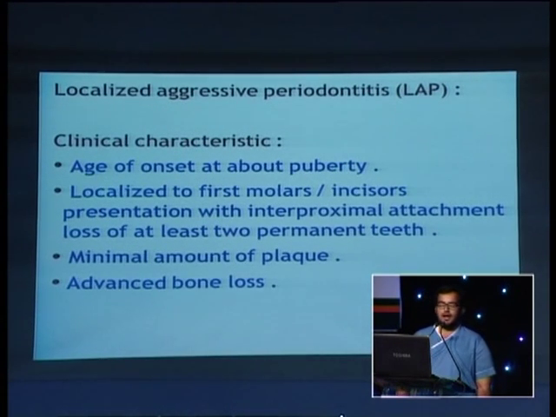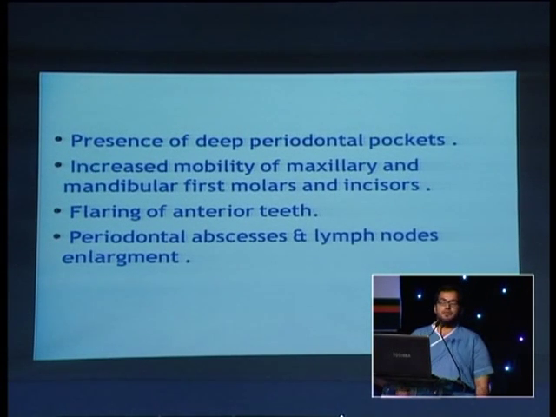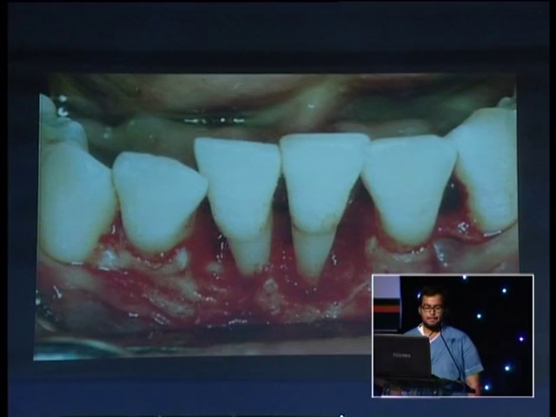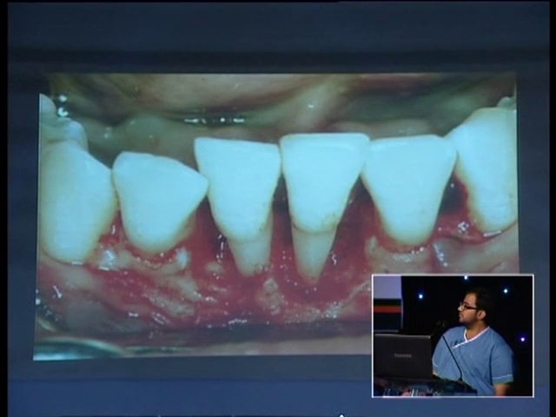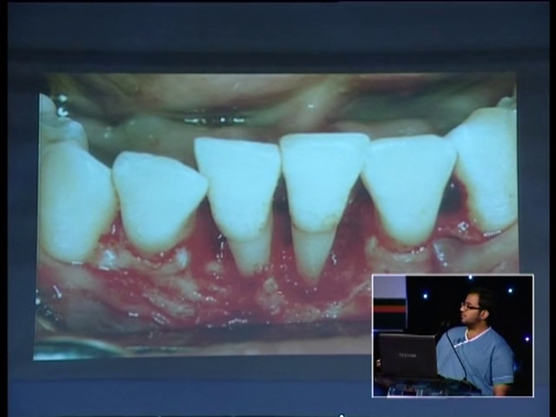plaque, advanced bone loss, presence of deep periodontal pockets, increased mobility of maxillary and mandibular first molars and incisors, flaring of anterior teeth, periodontal abscesses, and lymph node enlargements. As we can see here, it's localized to the incisors area.